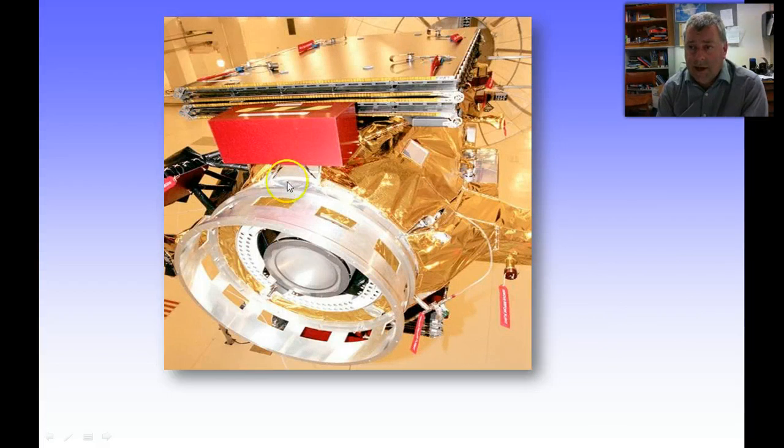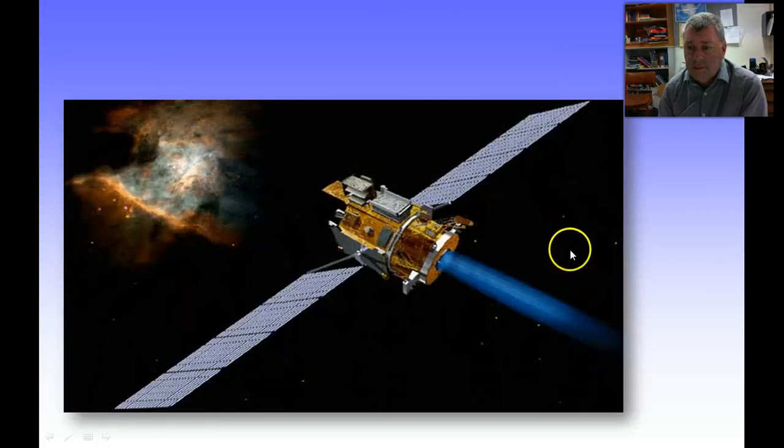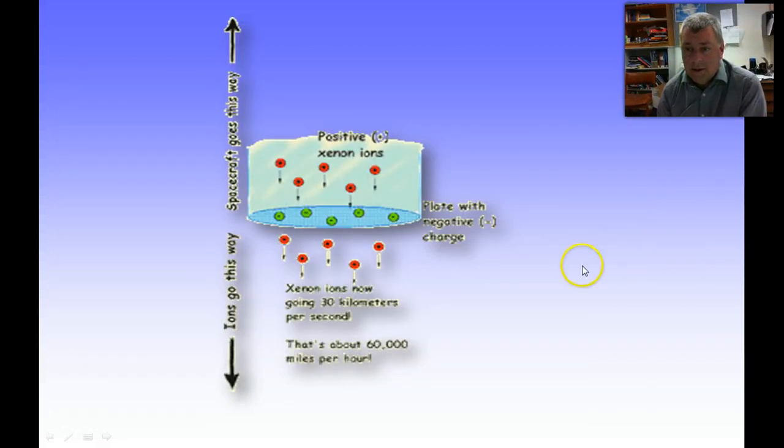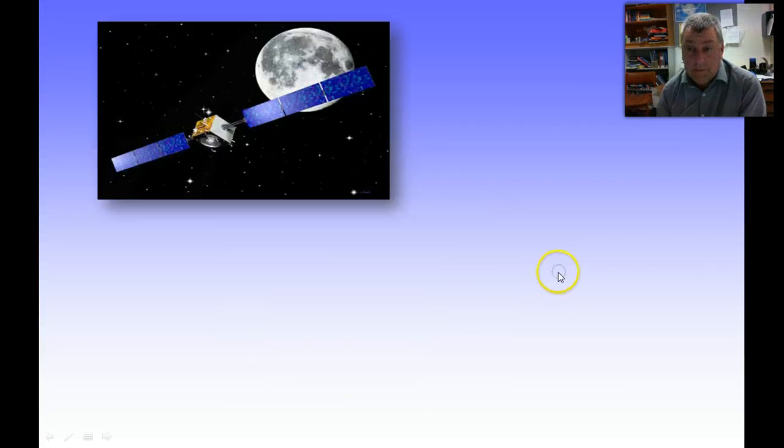And this is what it looks like. There's not a person there for scale, but this one was pretty small. I think this is the Smart 1, and that's the actual engine outlet just there. And that's a graphic of what it would look like. Solar panels to keep the electricity. And so this is just saying that the xenon ions now are going 30 kilometers per second, and that's 60,000 miles per hour, fairly quick.